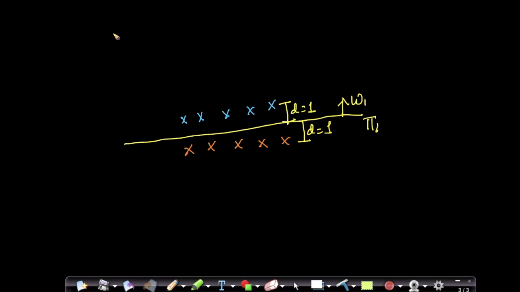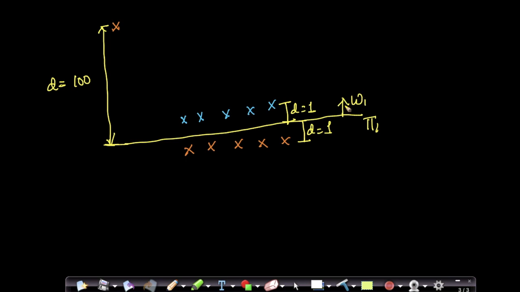Imagine if I have a negative point here, right? Let's assume this distance from the hyperplane is, let's say, 100 units. Now let's look at it.